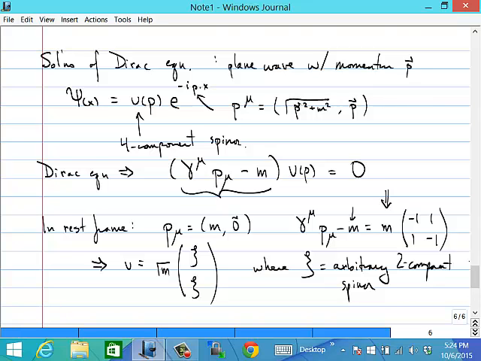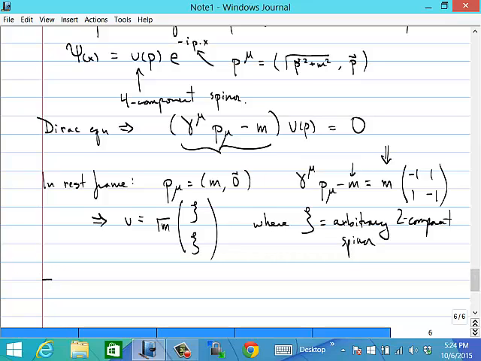So what does that teach us? That teaches us that there is a 2-parameter family of solutions for each momentum p mu. In particular, there's one solution for each choice of this 2-component spinor psi.